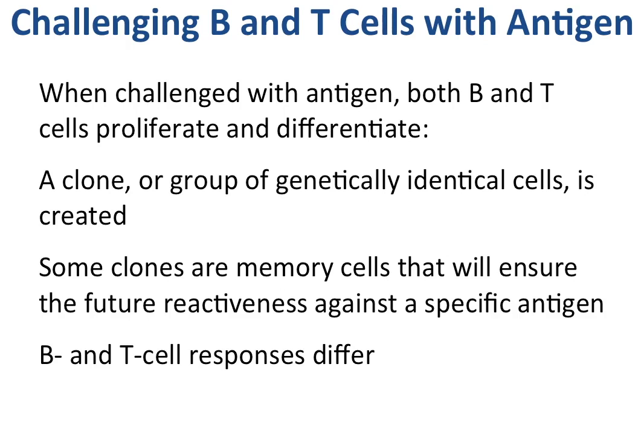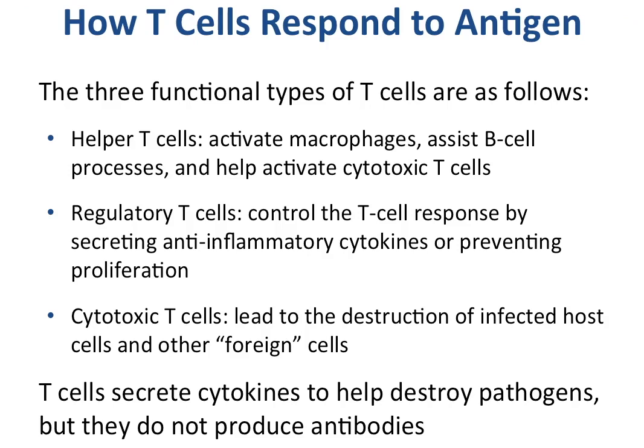So B cells and T cells can initiate the immune response. However, their responses are different. So how do T cells respond to antigen? T cells have different types. For example, we have the helper T cells, regulatory T cells, and cytotoxic T cells.